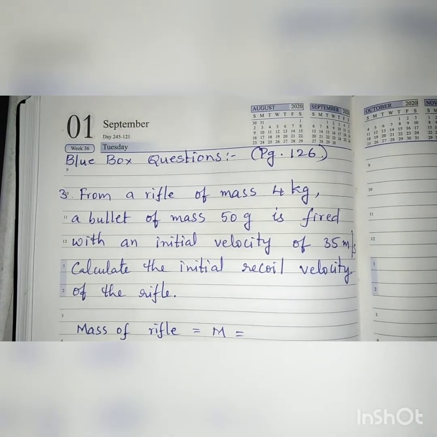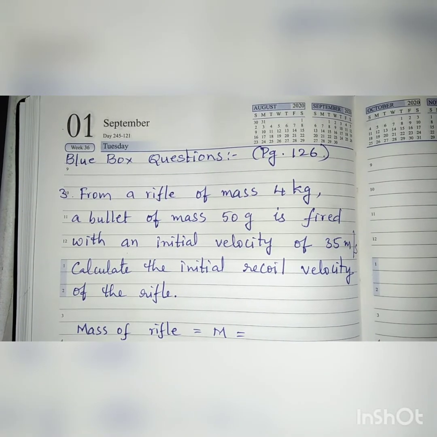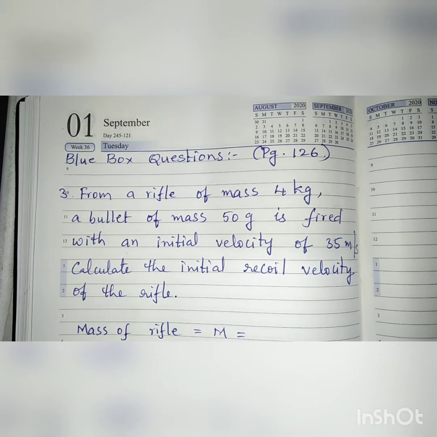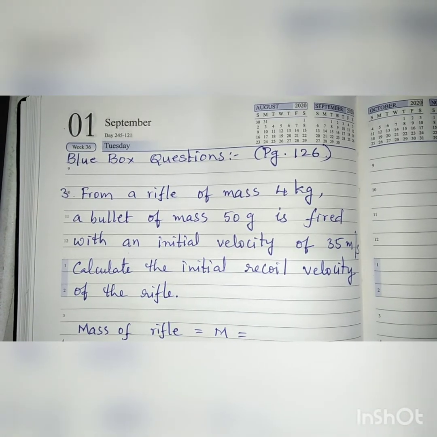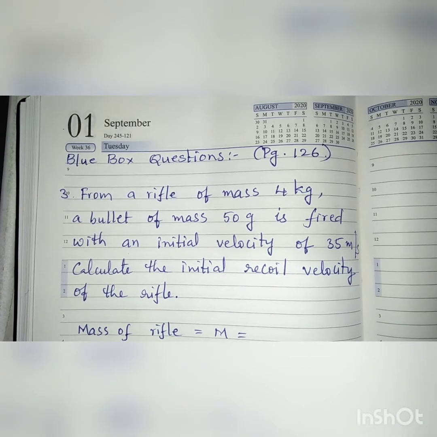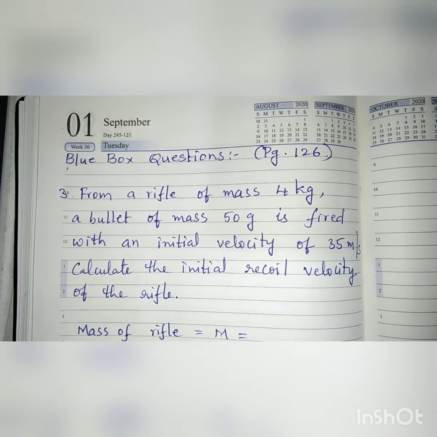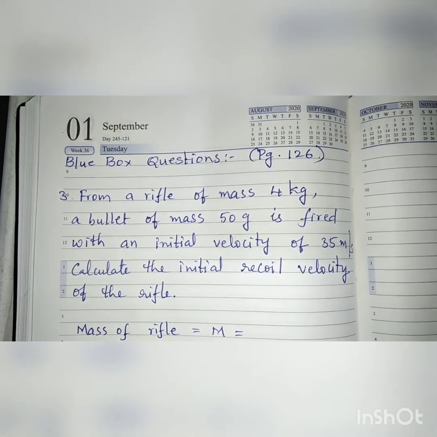From a rifle of mass 4 kg, a bullet of mass 50 grams is fired with an initial velocity of 35 meters per second. Calculate the initial recoil velocity of the rifle. We have to calculate the velocity of the rifle. Let us do this.